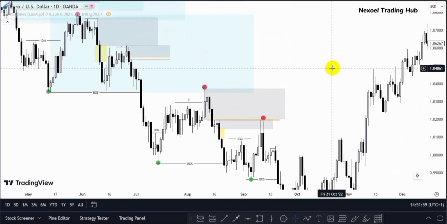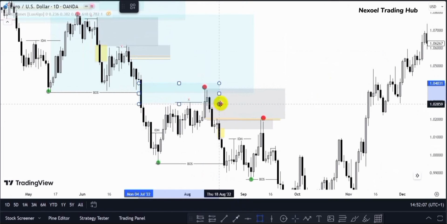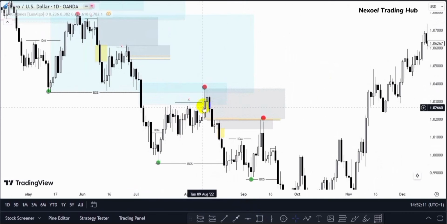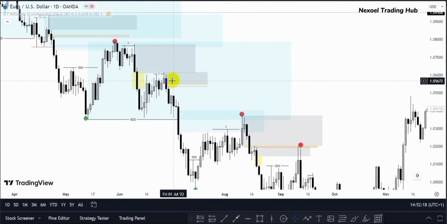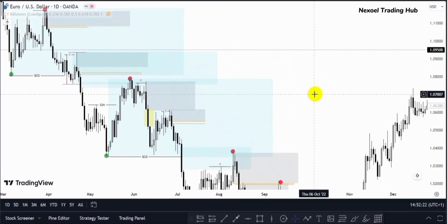So I said something that worked. We also mark out the inefficiency within the zone of the broken structure. You can see this is the inefficiency resting here. And then you can see what price did was to mitigate the inefficiency, tapped into the order flow without really returning into the order block. So we must be looking at trading from the order flow perspective and also the order block perspective.